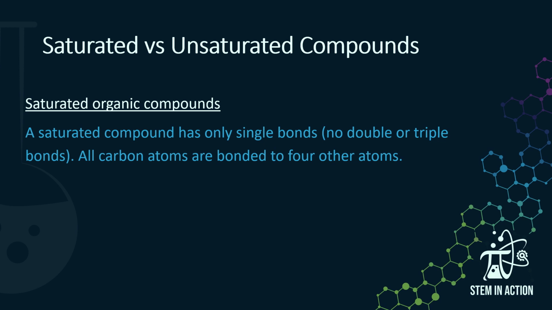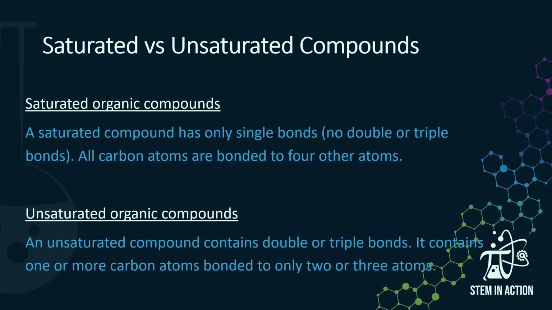When you have got a compound that only has single bonds, we call that compound saturated. And you can think of it as a full compound. There is no other place to put any additional atoms on it. And this influences the type of reactions that you get. Then you have got the unsaturated.